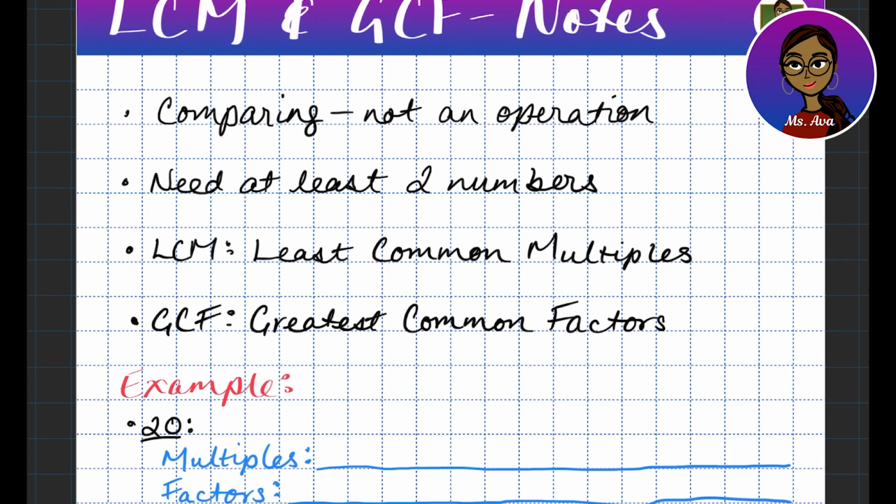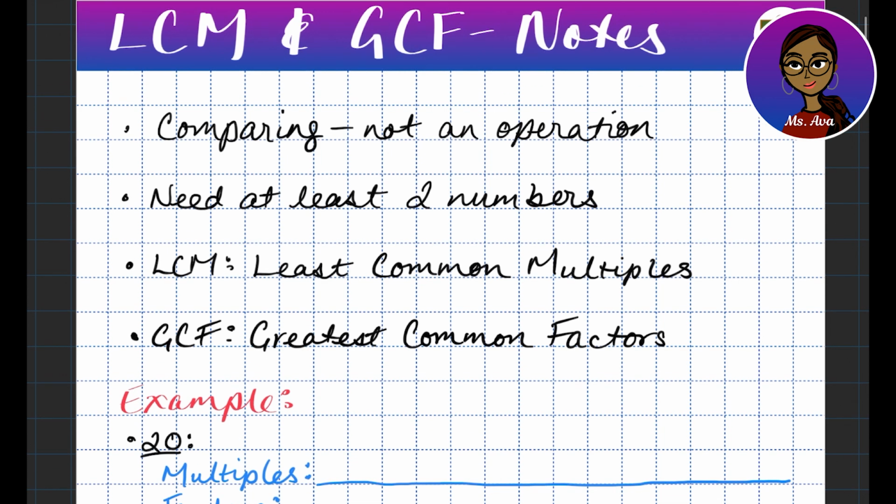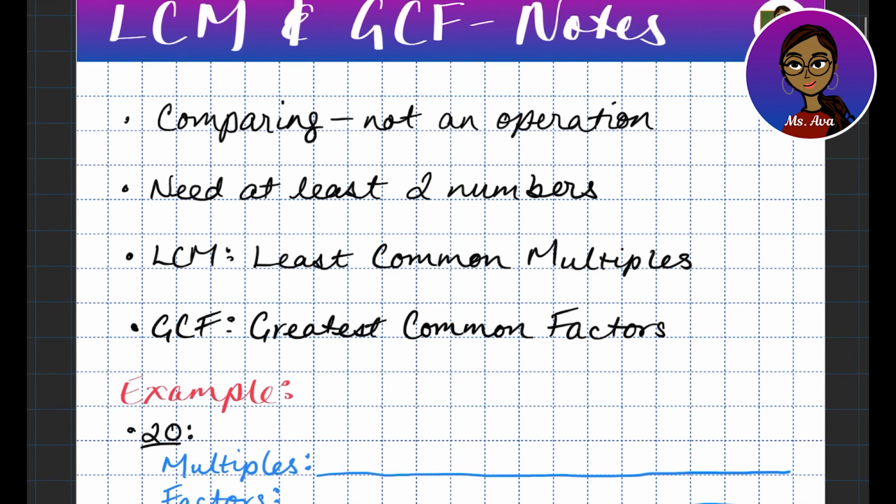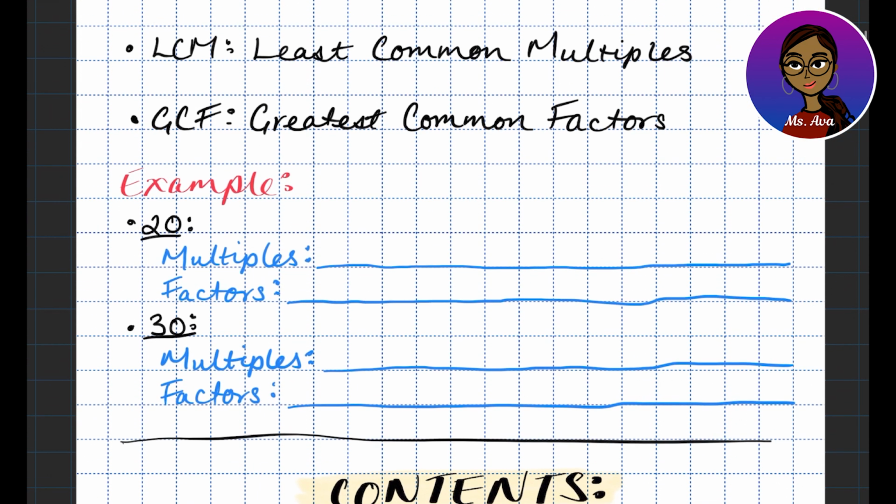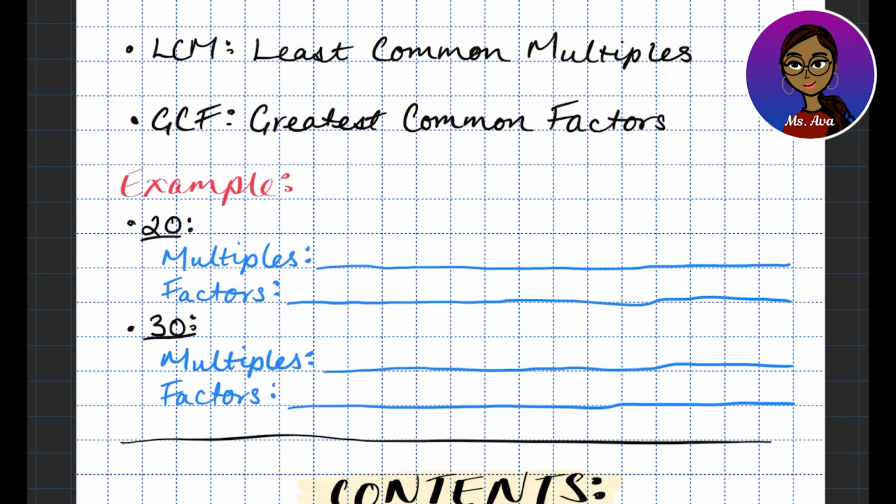First, just some quick notes. The LCM and GCF is about comparing. So it's not like an operation. You're not adding anything or two things. You're just comparing, which means in order to compare, you need at least two numbers or two sets of factors so you can compare the two. Then when it comes to LCM, that stands for the least common multiple, and then GCF stands for the greatest common factor. So if you think about multiples, multiples are like multiplying.